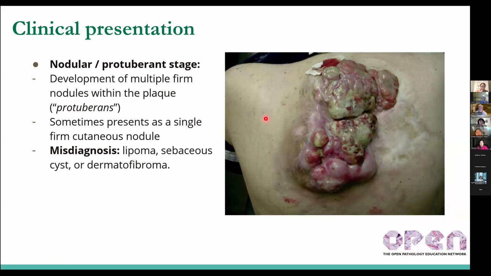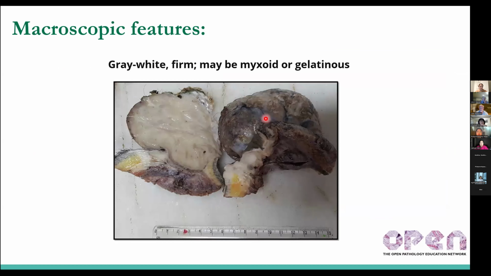And then the next stage, from which it gets its name, is the protuberant or nodular stage, which is the development of multiple firm nodules within the plaque, or protuberances. And sometimes it presents as a single firm cutaneous nodule. At this stage, it may be misdiagnosed as lipoma, sebaceous cyst, or dermatofibroma. And for the macroscopic or gross features of this tumor, it may be gray, white, or firm, and it can also be myxoid or gelatinous depending on the subtype of the tumor itself.